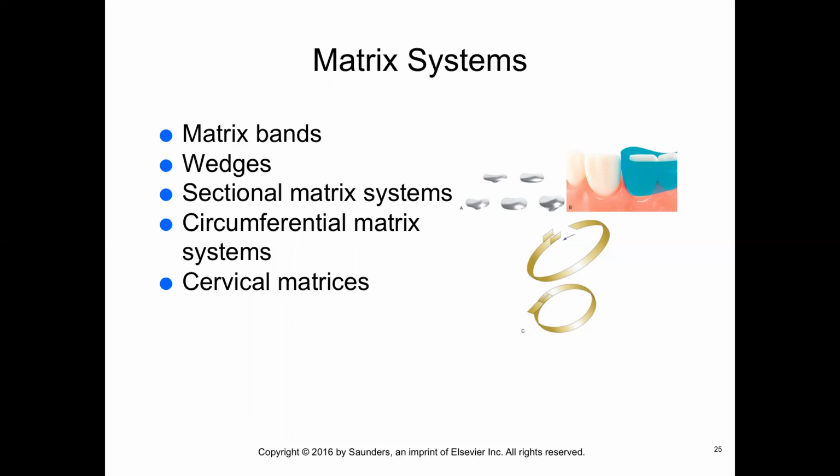Circumferential matrices can be used with Class 2 composite resin, but are very difficult to use. If selected, a heavy wedge must be used to ensure a good contact. Cervical matrices are plastic matrices available for cervical composites or glass ionomer restorations.